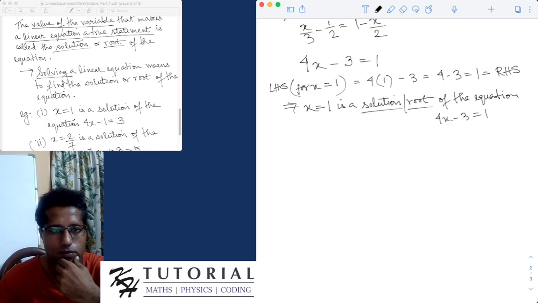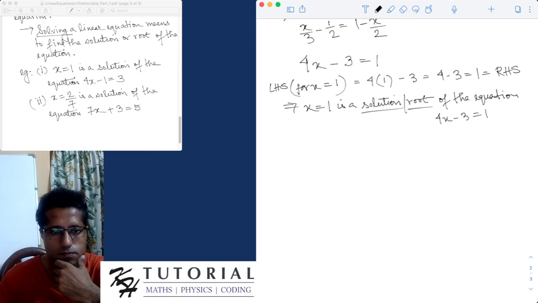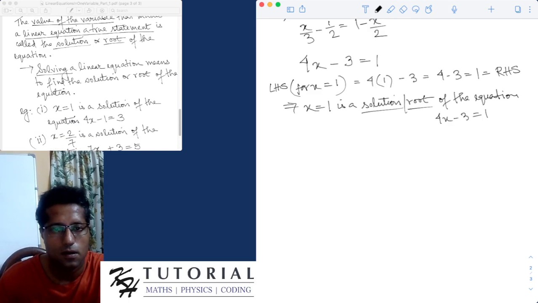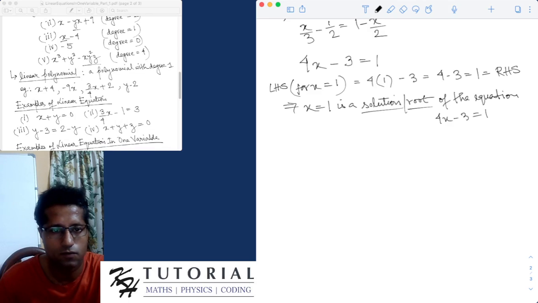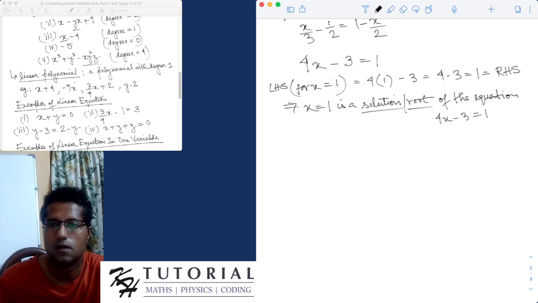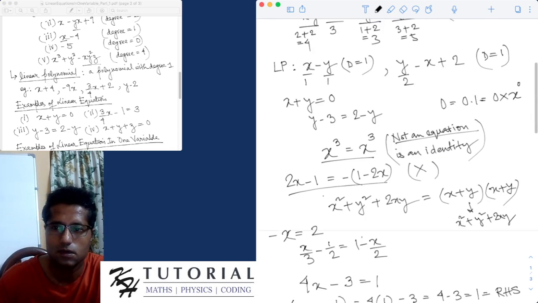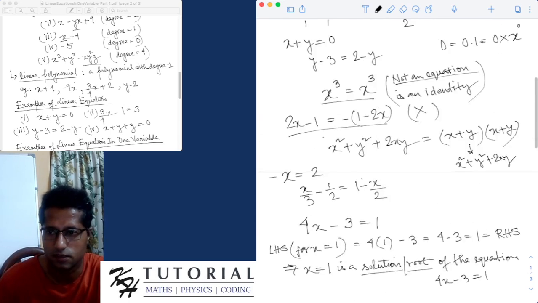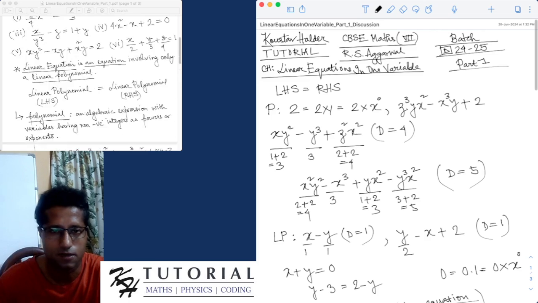You can take a screenshot from the notes. So that was all to discuss about what is meant by a linear equation and what is meant by a solution of a linear equation. We will not solve any problems. There is nothing to solve. I just wanted to discuss the concepts.